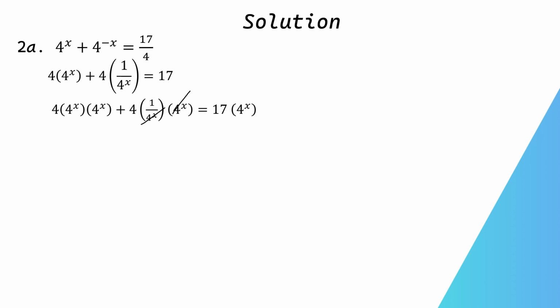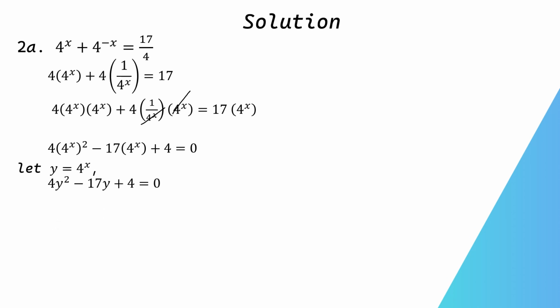Now we can rewrite this, sending the 17 times 4 to the exponent x to the left hand side of the equation, as 4 times 4 to the exponent x squared minus 17 times 4 to the exponent x plus 4 equals 0. Now let's represent 4 to the exponent x by any variable we want. Mine might be y or z. I'm using y here. So let y be equal to 4 to the exponent x. Now we have 4y squared minus 17y plus 4 equals 0.